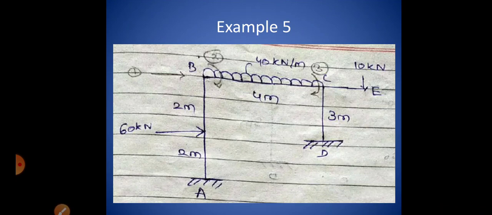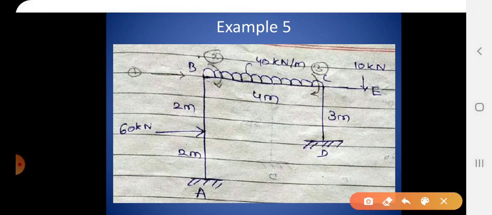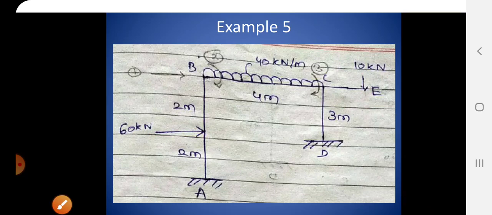Then go to example 5. Yes, here you can see AB is the first column, CD is the second column, and the column heights are different. It is a sway frame, with an eccentric horizontal point load also. And one more thing, this is overhang CE, with a point load of 10 kilonewton, and this distance CE is 1.5 meter. So this is the difference in this example.